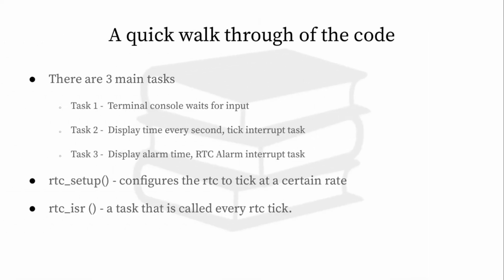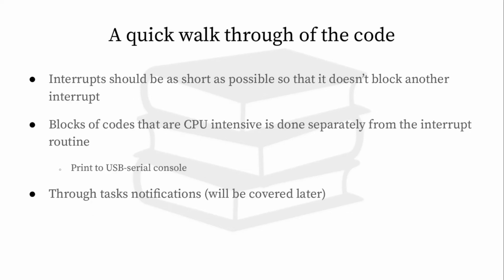Now, let's take a look at the sample code given. Here's an overview of the code. There are 3 main tasks. Task 1, which is a terminal console that waits for an input from the user. Task 2, which prints the time and is a tick interrupt task. Task 3, which is an alarm interrupt task. In the best case scenario, interrupts should be as short as possible so that they don't block another interrupt from occurring. Thus, code that is CPU intensive is done separately in the normal task routine, away from the interrupt routine. One good example is the printing of characters to the USB serial console.